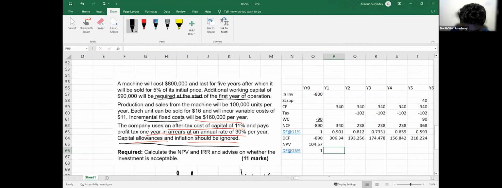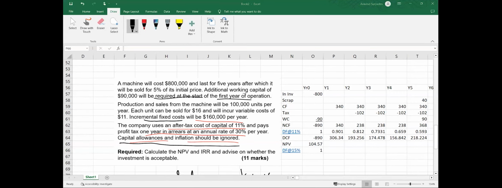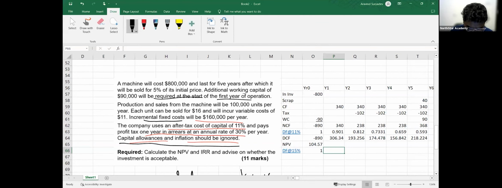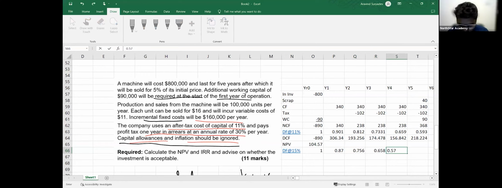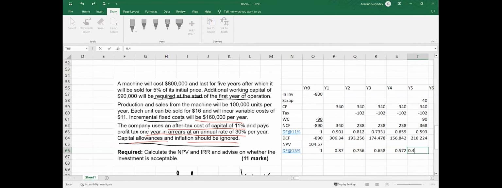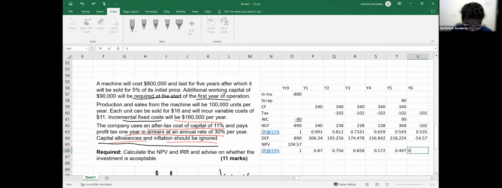Now, then tell me, what were the 15% numbers? I remember we used it for the last question, but what was it? Do you guys remember? 0.870. Wonderful. Then 0.756, then 0.658, cool. Then 0.572, okay. Then 0.497, okay, cool. Last one, 0.432. All right, wonderful.